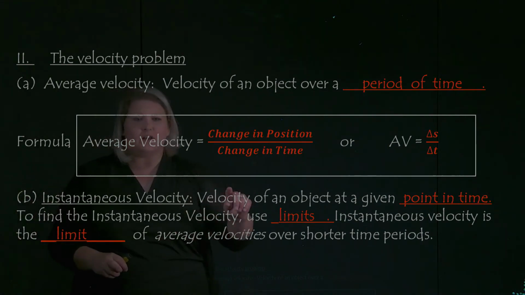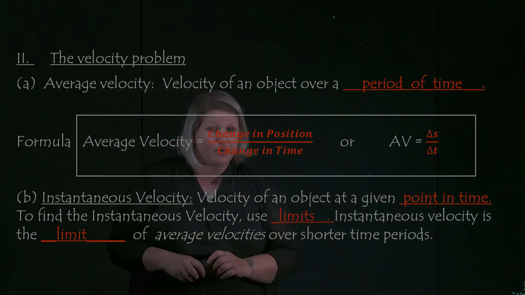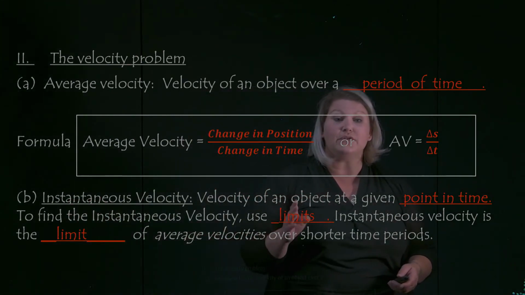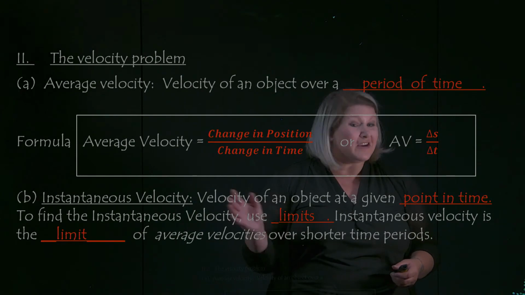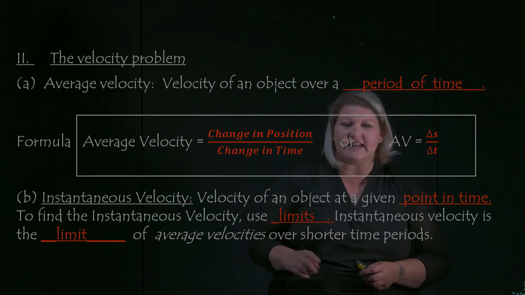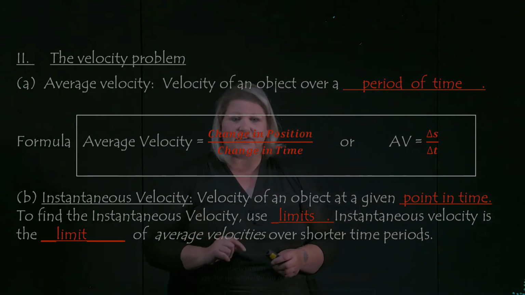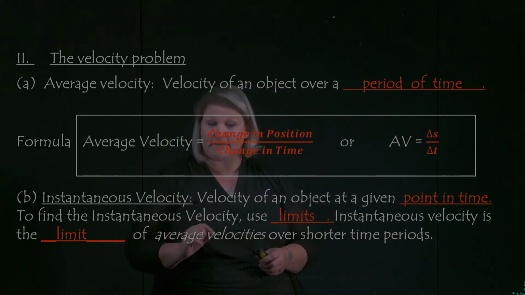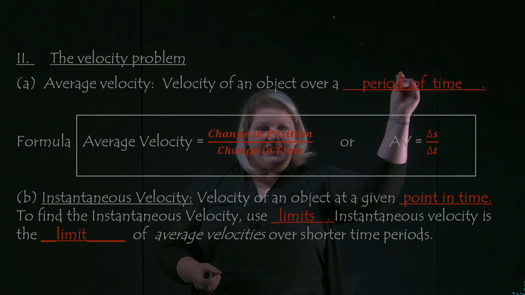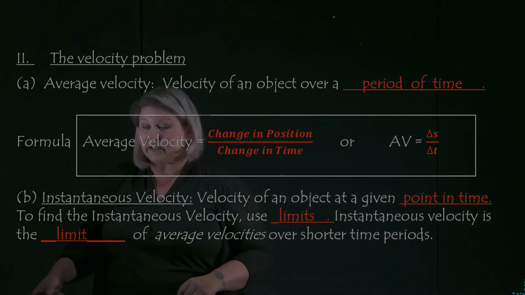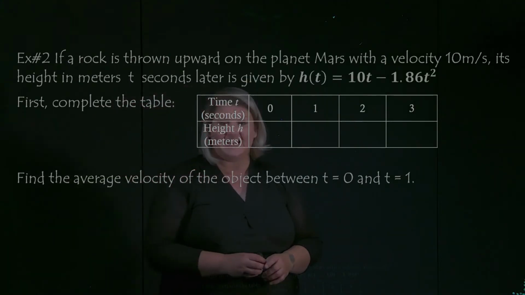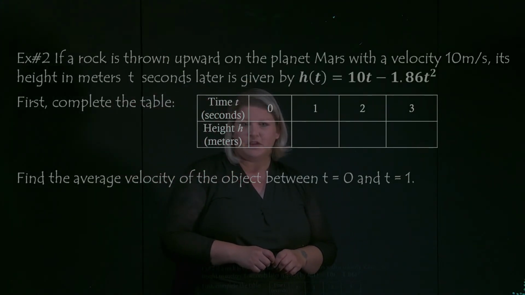Okay, so we're going to look at the velocity of an object at a given point in time, and in order to find this instantaneous velocity, we're going to use limits. Okay, we actually did that before. We'll talk more about it in a bit. Instantaneous velocity is the limit of average velocities over shorter time periods. Okay, so we're going to, again, take the 2 points and put them really, really close and try to get that secant to behave like a tangent.